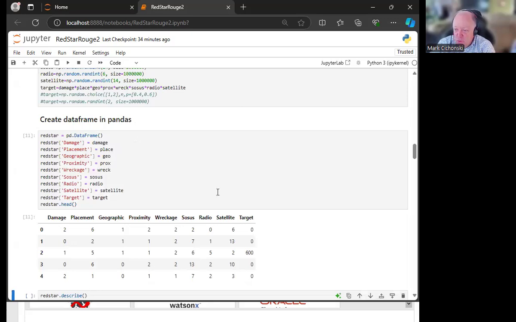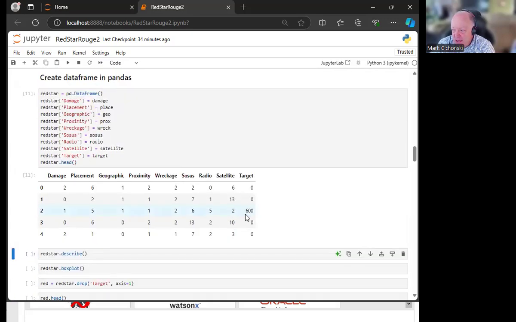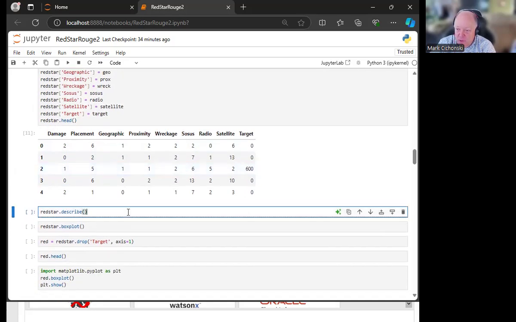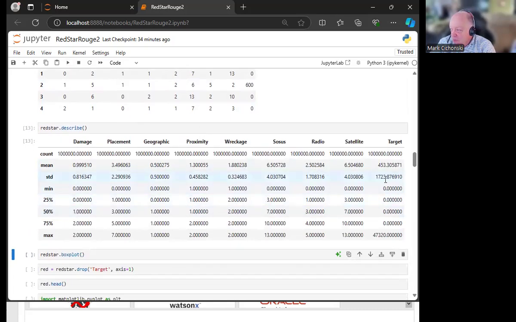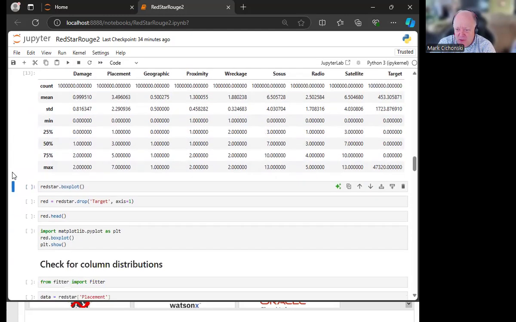One of the weird things you'll see right away is that because I'm multiplying all those factors together, and this is just the header rows, the first five, I'm going to get some weird numbers in the target. And when I show the description, you can see that there's a mean of 453 with a standard deviation of 723, and a maximum of 47,000. So we're going to have to do some work on this to be able to do some analysis.